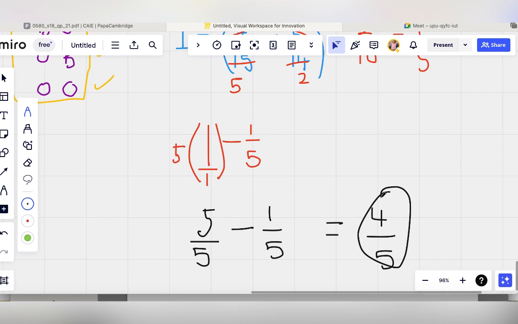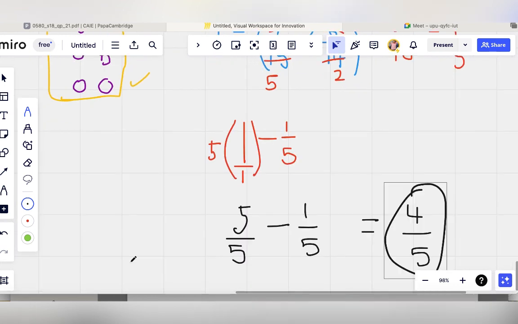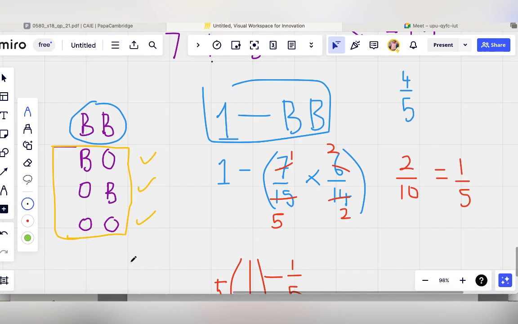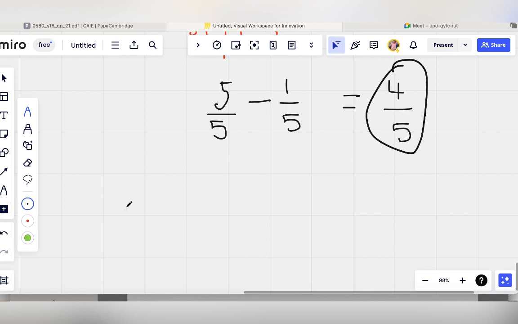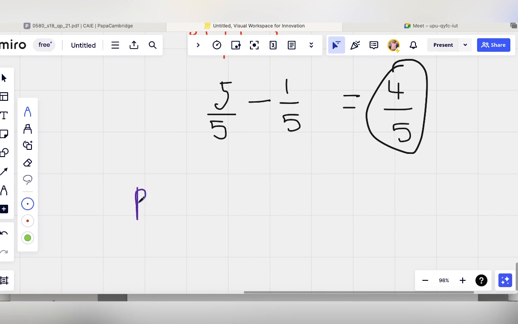But if you don't want to do this, then you come here: the probability of the first one being black. So you follow this track, this method: BB plus BO plus OB plus OO. Whichever way you do, you will get the same answer. How? I'll just show you. You finish it yourself.